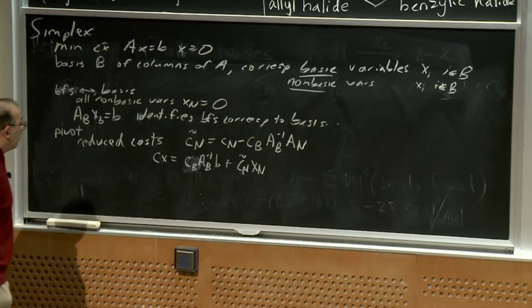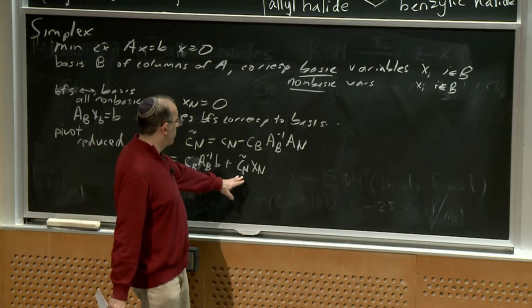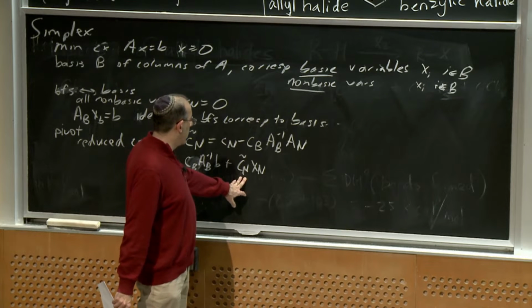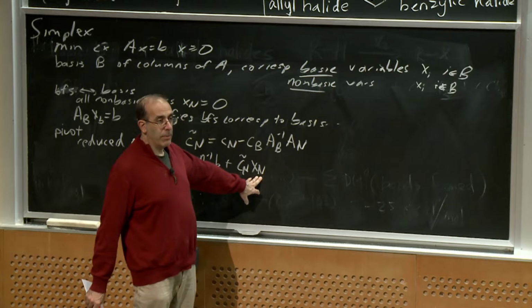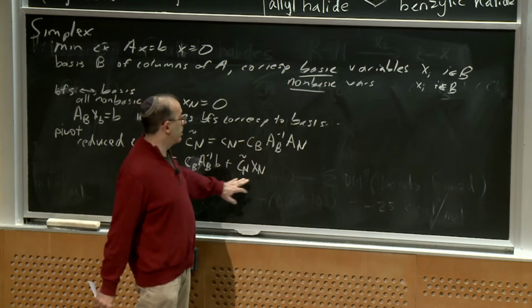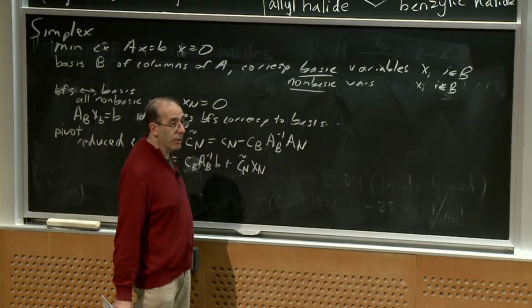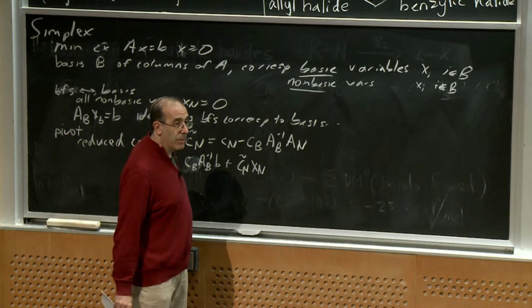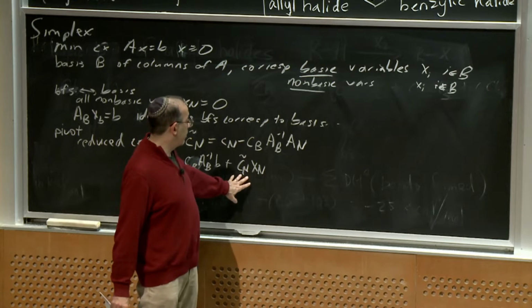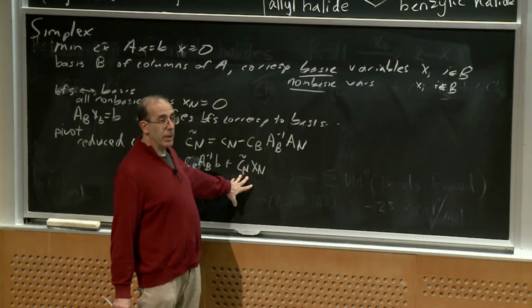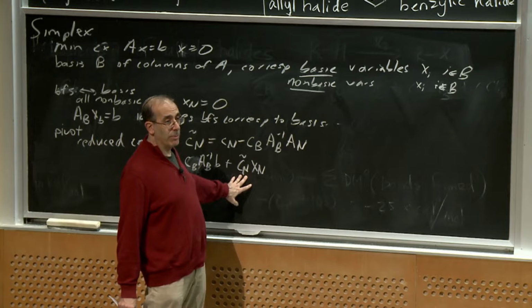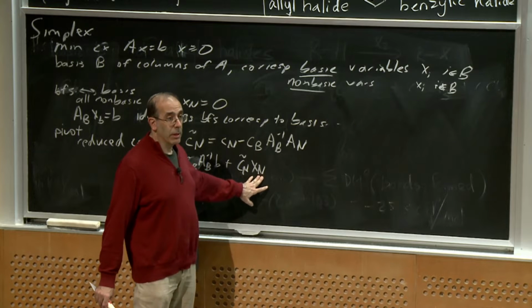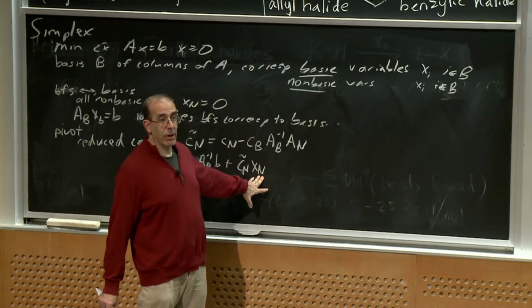And so we were then able to say, well, if all of the reduced costs are non-negative, then any increase in any of the non-basic variables, making any of them non-zero, is just going to make your objective function worse. So that would tell you you're at optimum. On the other hand, if any reduced cost is negative, then you have a potential to improve the value of your objective function by increasing the corresponding non-basic variable from 0.